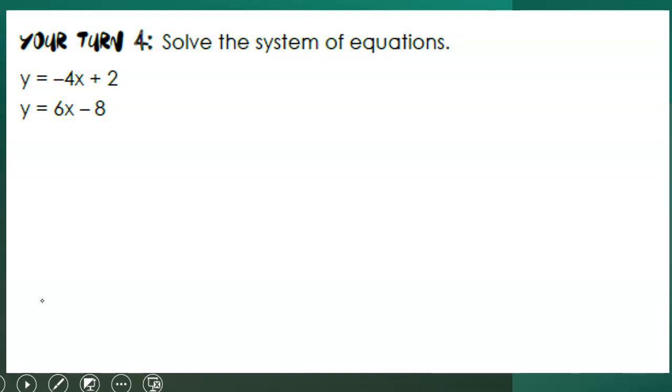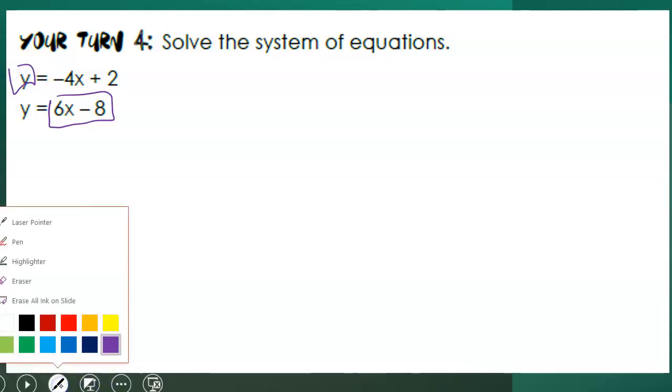All right. Example 4. Solve the system of equations. So both of these are y equals on this one. It doesn't matter how you think about it, okay? You can say, I'm going to take negative 4x plus 2, and I'm going to put it in for y. Or you can say, I'm going to take 6x minus 8, and I'm going to put it in for y.